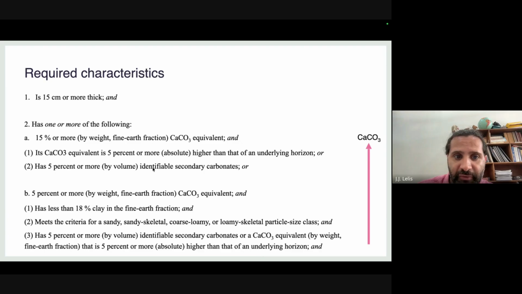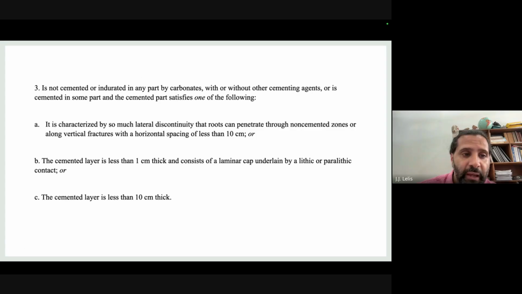So in this case, I have a higher content of calcium carbonate, so I have less rolls, let's say, and here the calcium carbonate is lower than here, so I have more rolls. If I fit this one, okay. If I fit this one, it's okay too. So one of these two criteria will be enough to identify the calcic horizon. And it's not cemented or indurated, because we will see another horizon that has cementation by calcium carbonate.